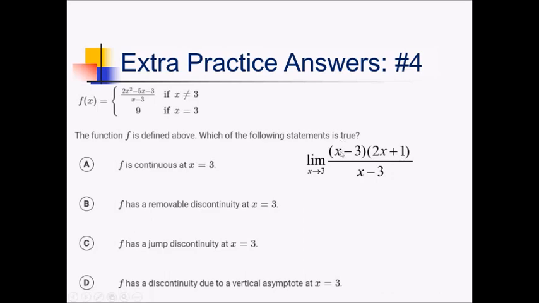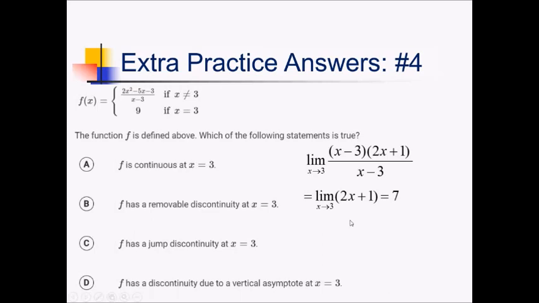If you multiply it out quickly, you'll see we get x times 1 is 1x, negative 3 times 2x is negative 6x, which adds up to negative 5x. All right, so let's cancel out those x minus 3's. We're taking the limit as x approaches 3 of 2x plus 1. At this point, we can just plug 3 in. So that's 2 times 3 plus 1, that's 6 plus 1, so that's 7.